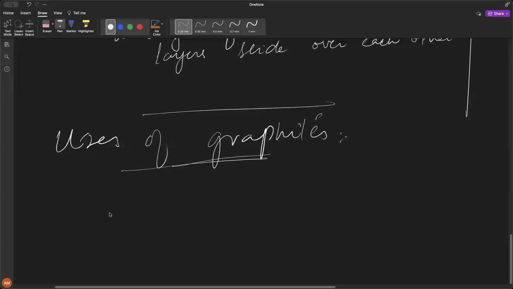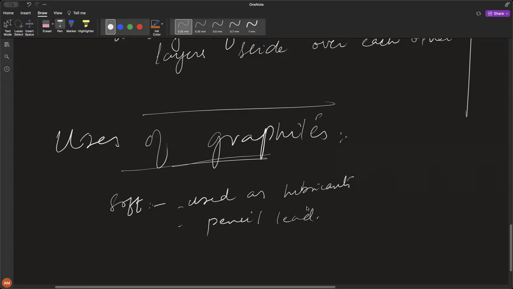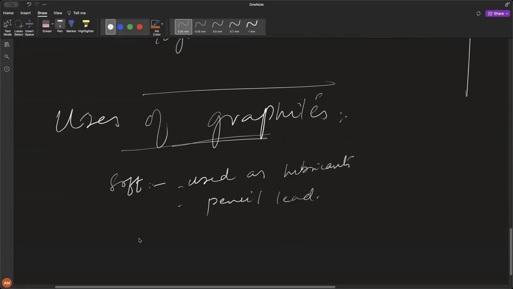Let's look at uses of graphite now. Graphite is soft, so it can be used as a lubricant. Pencil lead, they can be used for pencil lead, right? When you press it and write on paper, due to friction the chips get chipped off and stick to the paper while you are writing. All right. They are used in brushes for motors, as they are good conductors.